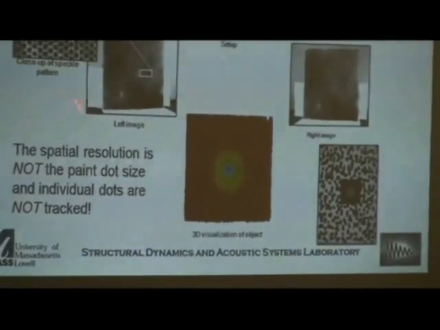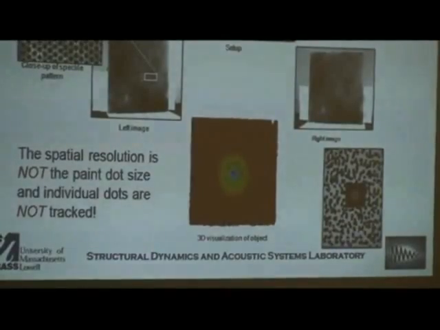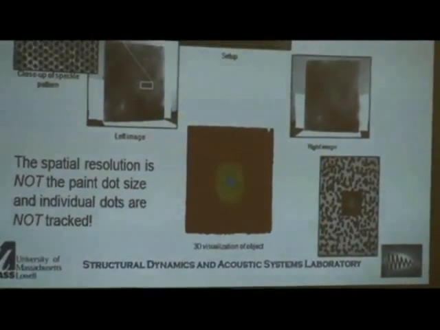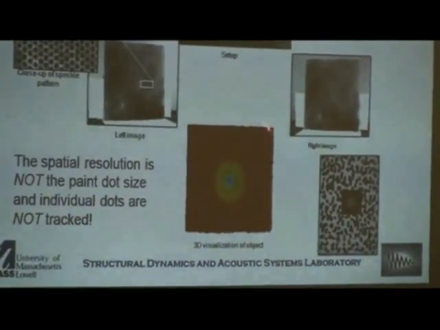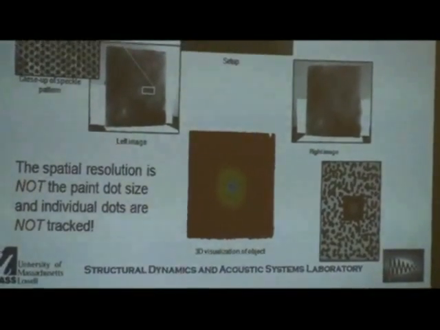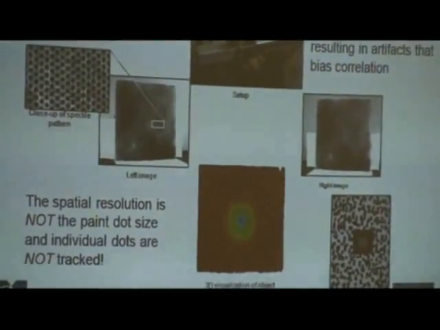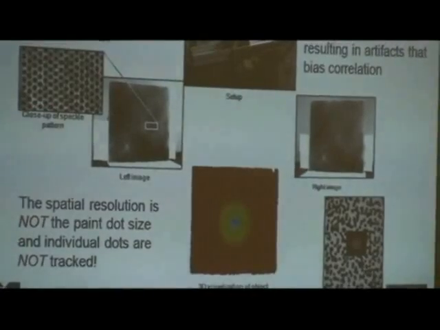And this is what the left camera will see. This is what the right camera will see. It will take those two images, and based upon knowing the camera separation and the angle, you can determine the output that you get. This was a panel that we impacted. This is the shape of the panel, and there's a big indentation right there. So the spatial resolution is not the size of the dots; we're not tracking each of these dots. We have sub-pixel resolution based upon that grayscale variation that I talked about before. So that's one way. That's using digital image correlation.